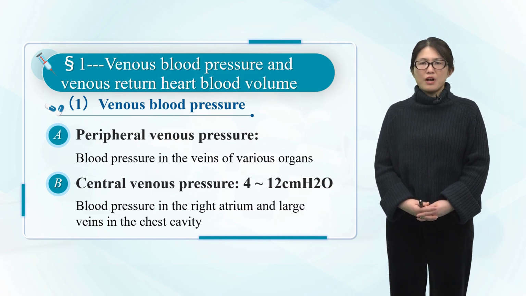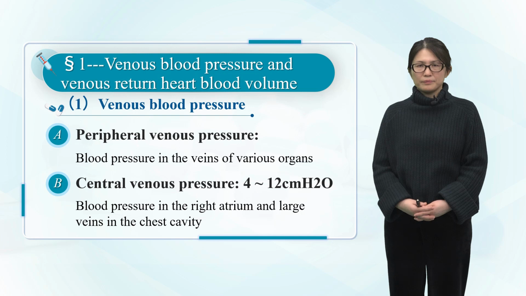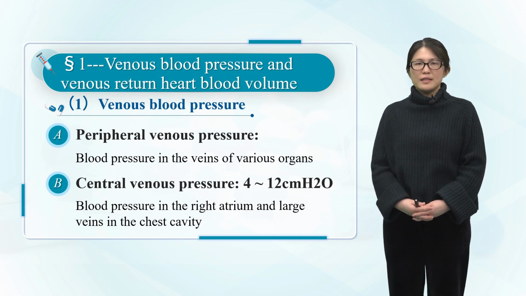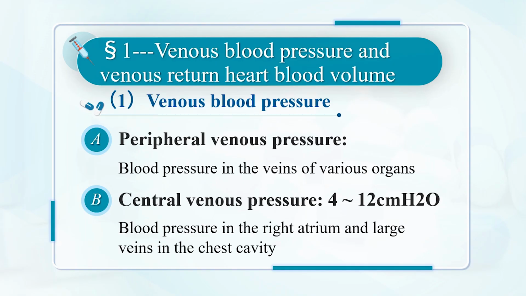The blood pressure of the large veins in the right atrium and the thoracic cavity is called central venous pressure, and the blood pressure of the veins of various organs is called peripheral venous pressure. The central venous pressure is low. The normal fluctuation range is 4 to 12 cm H2O.